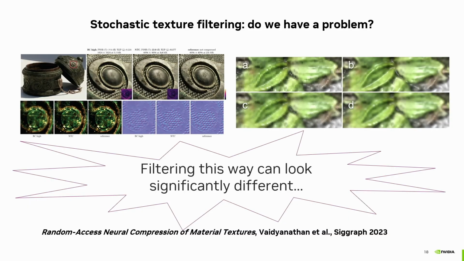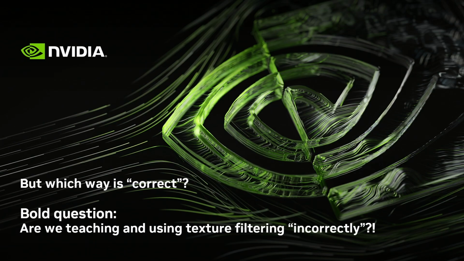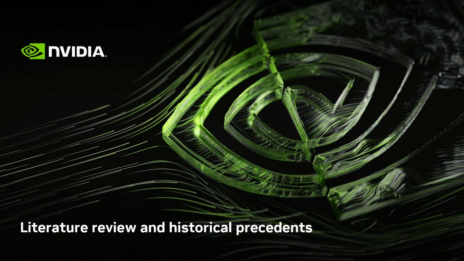But we have a much more important problem to solve first. Namely, that filtering this way changes the results. And it can change the results quite dramatically. And we started to have almost heated discussions. Which way is correct? And as a follow-up question that's bold or maybe even arrogant, are we teaching and using texture filtering incorrectly? And to define what is correct or not, we need to make some assumptions. But first, we're going to review some literature and historical precedents.